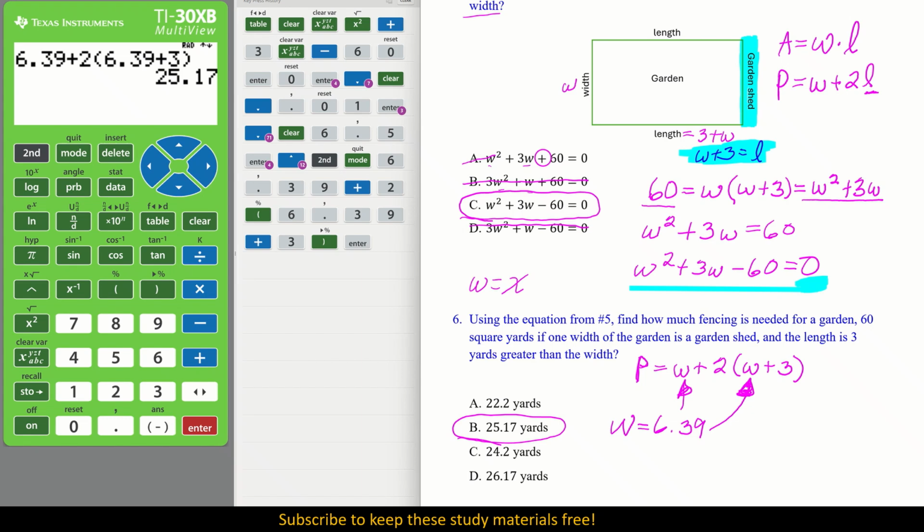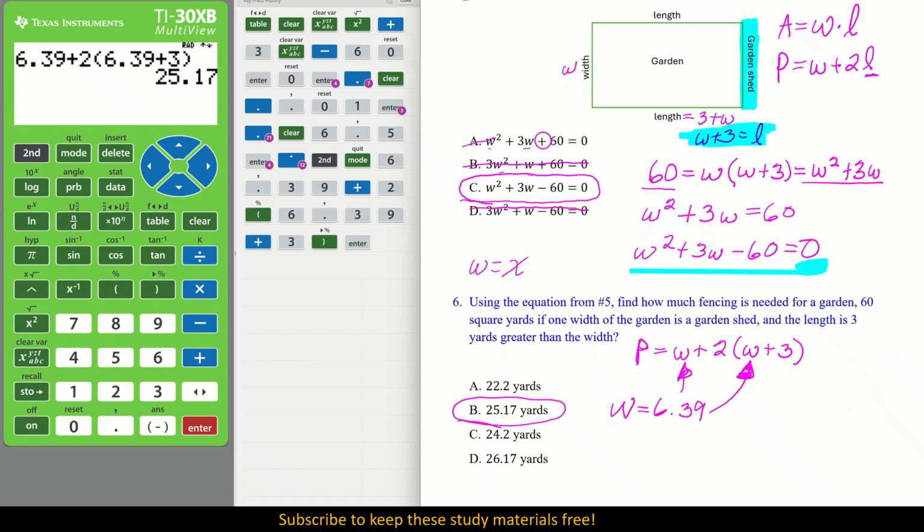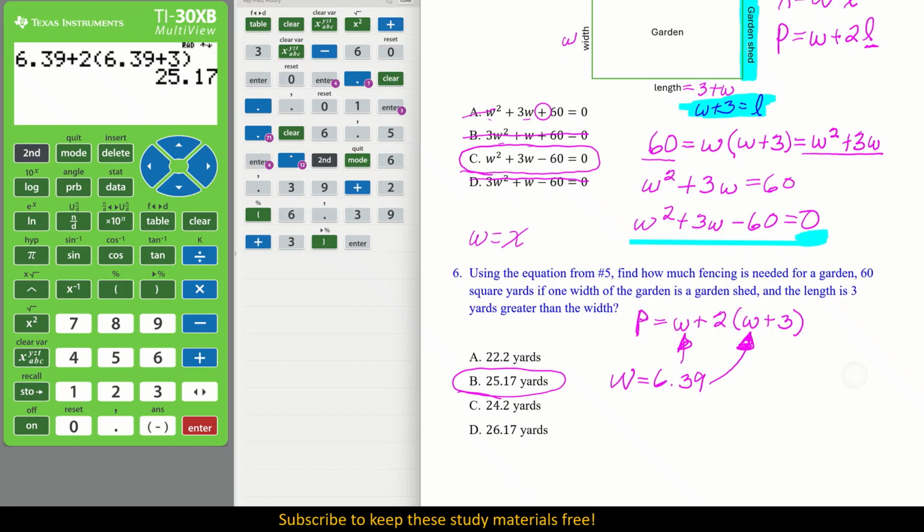Now, if you feel like you have time on your test, go ahead and verify using that quadratic formula. The quadratic formula is not a big deal, but this way I'm showing you how to get a good estimate with the calculator. And if you have time, you can pop back, do it by hand, and then double check with your calculator. And I've done both. It will verify. It's a good answer. All right. So let's go on to number 7.